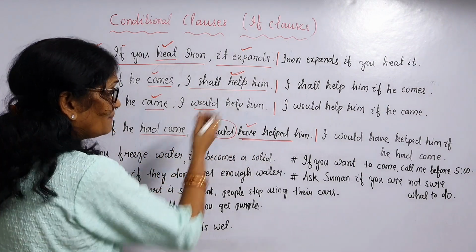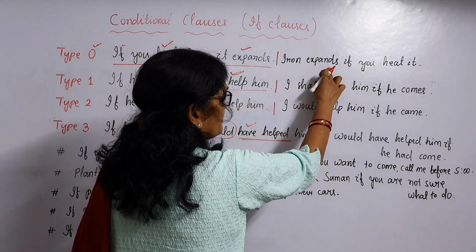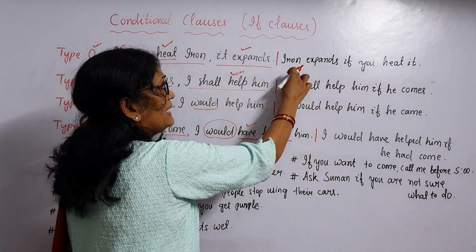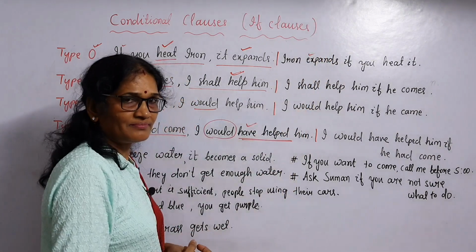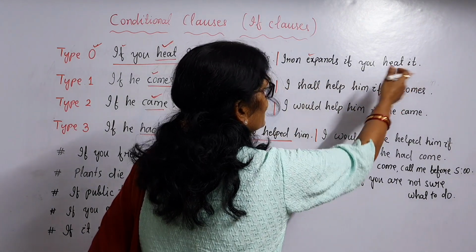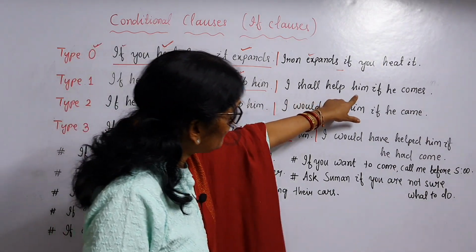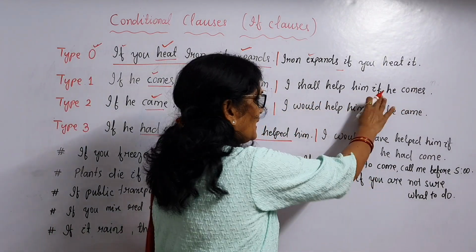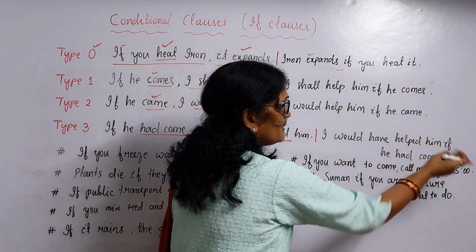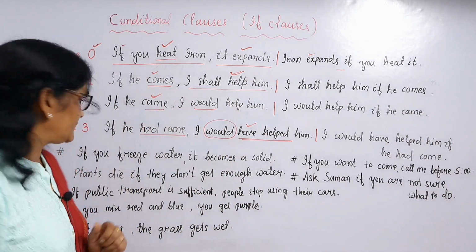But when you write the main clause at the beginning, what happens? Iron expands if you heat it. In the beginning I wrote the result, iron expands, so I did not use a comma here. I shall help him if he comes. No comma. I would help him if he came. I would have helped him if he had come. So you can write in two ways, but you have to remember the punctuation mark.